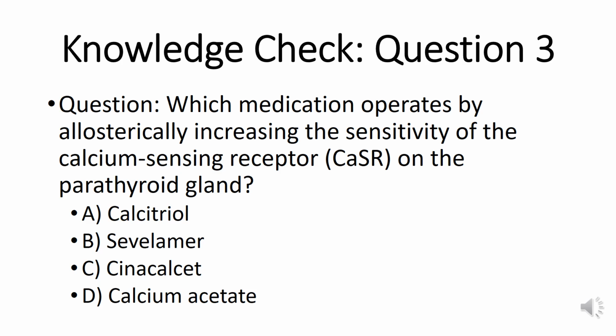Cinacalcet binds allosterically to the calcium-sensing receptor. This means it attaches to a different site than calcium itself. By altering receptor configuration, the drug enhances the receptor's response to circulating calcium. As a result, the parathyroid gland perceives calcium levels as being higher than they actually are. This suppresses parathyroid hormone secretion and helps control secondary hyperparathyroidism.